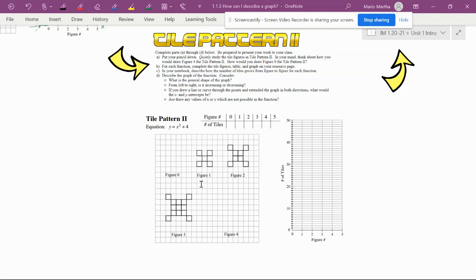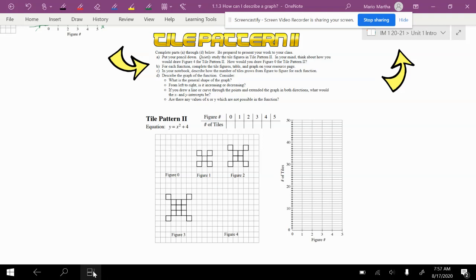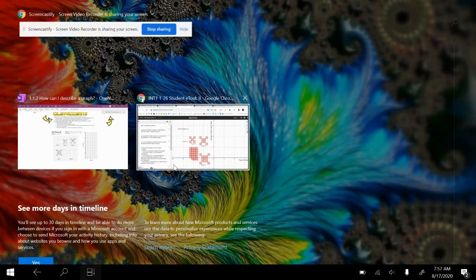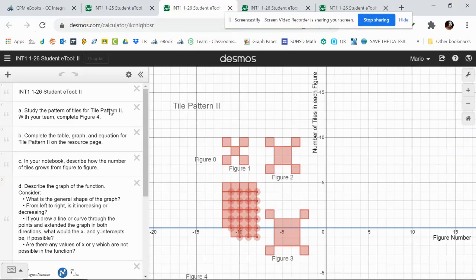So let's study first the number of tiles that we have here. Now there is a tool that we'll be sharing with you guys that I didn't share in the previous part, but you can always use it. So we're looking at the E tool on Desmos. Here we want to study the pattern for tile pattern 2 with your team. Well, in this case, by yourself. So you have to do figure 0.